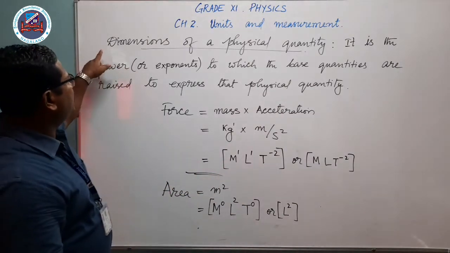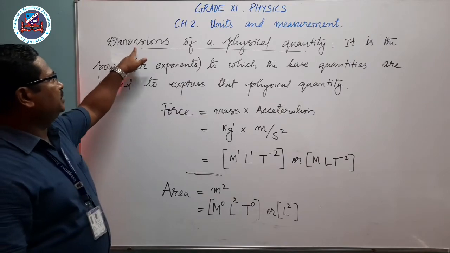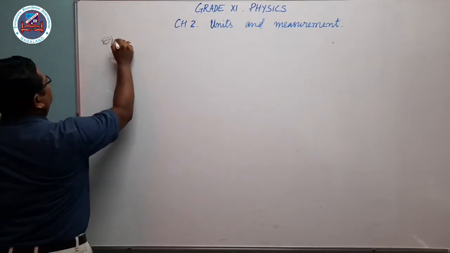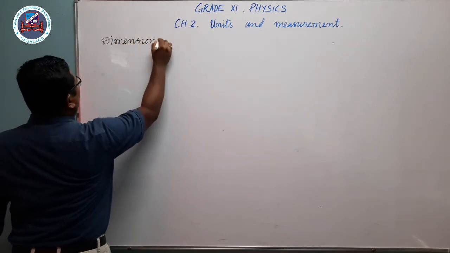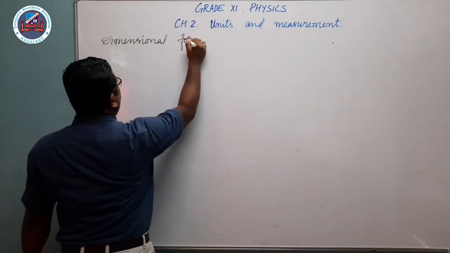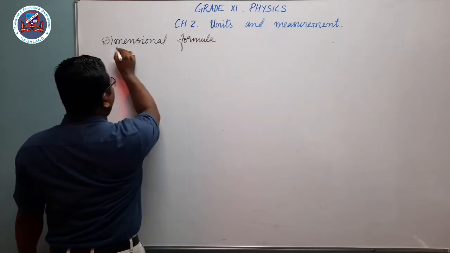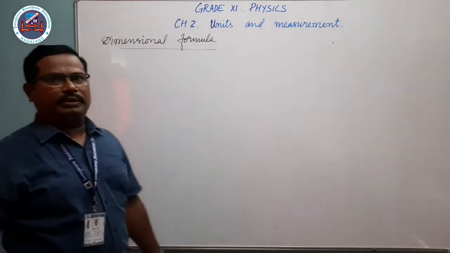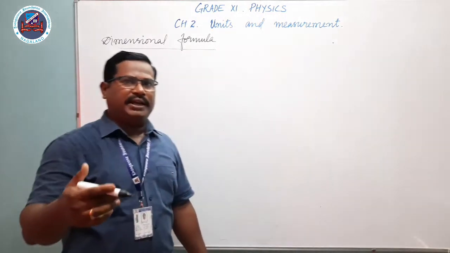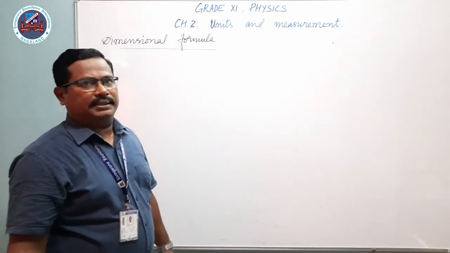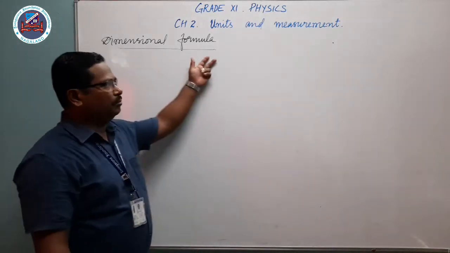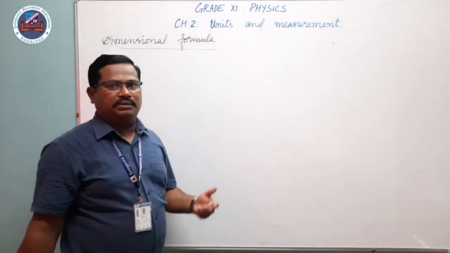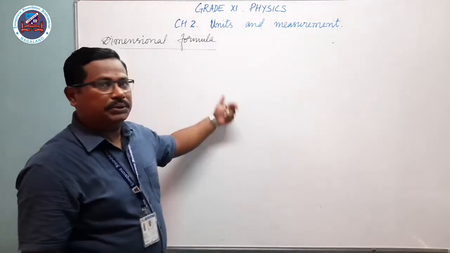Now, let us discuss about dimensional formula and dimensional equations. Dimensional formula indicates how and which of the base quantities are related to the physical quantity. That gives us the dimensional formula. Actually, while explaining about dimension of physical quantity, I have already shown you.